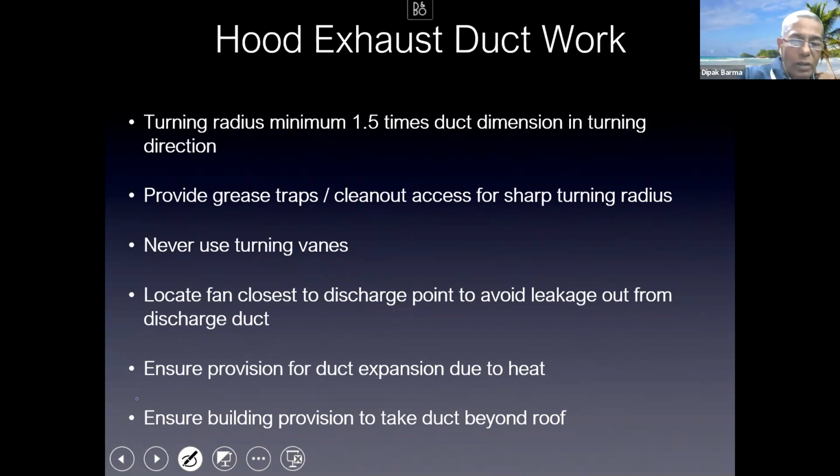Why do we do this? Because we're going to work at a high pressure drop, and we should not allow the air which is going out to have leakage of oil till the time that we want it discharged outside. So we will try and locate the fan as close as possible to that, so that the positive pressure, once it is inside the duct, will actually not allow much of leakage, even if the duct is not as leak-proof as possible.